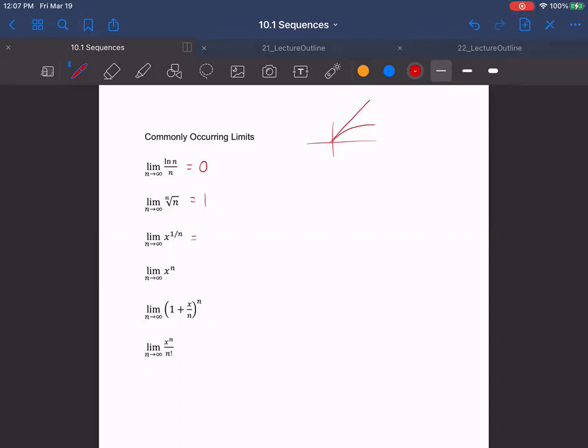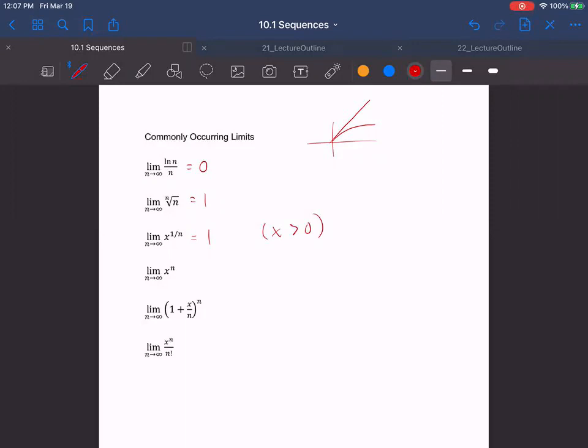Then we've got the limit as n goes to infinity of x to the 1 over n. Anybody? 1 or 0? One of you has to be right. It's 1. That's when x is greater than 0.